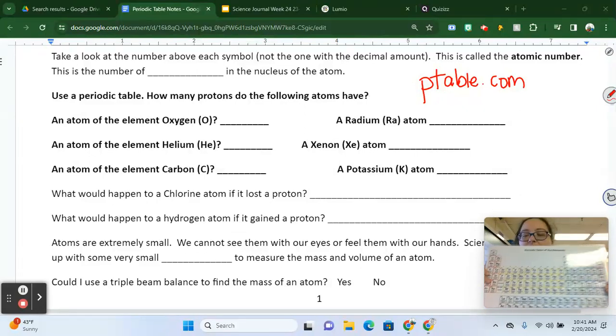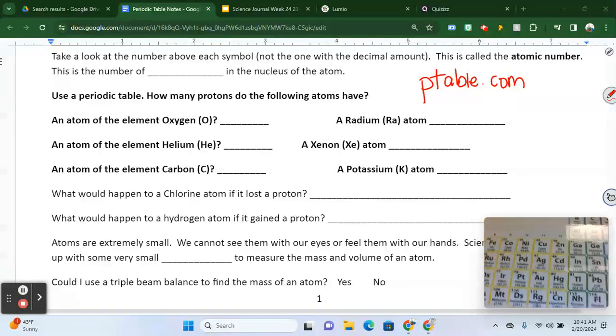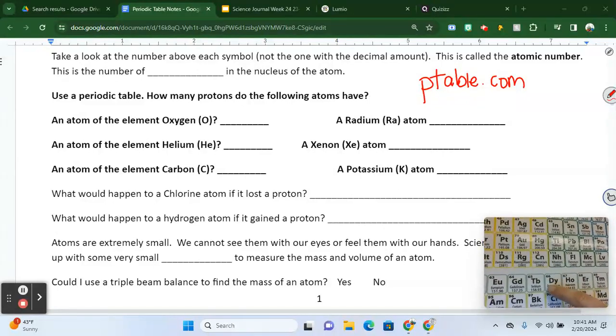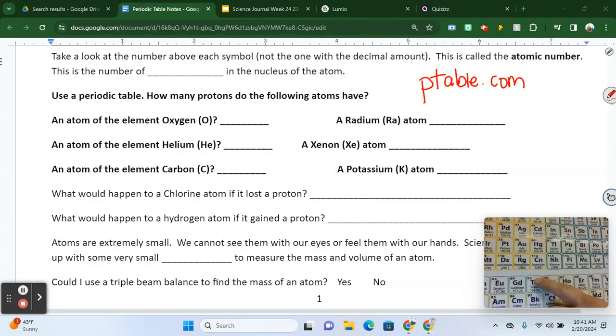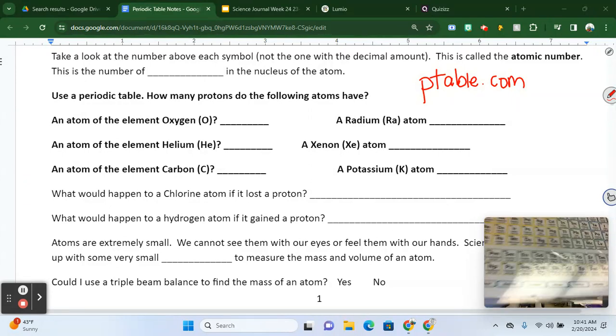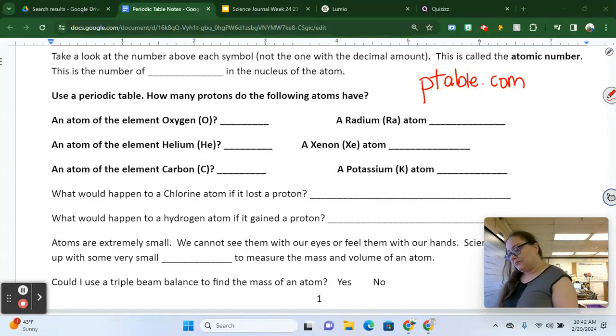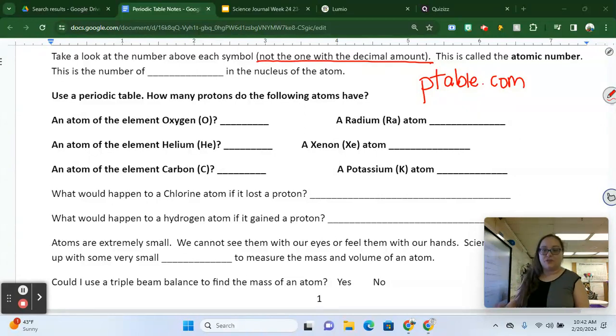So, periodic table. I'm going to zoom in. Ooh, periodic table. So the number that's up in that upper corner is the atomic number. And most of the time it's at the top on periodic tables, but sometimes it's at the bottom. The point is that it's the whole number. So that whole number, not the one with the decimal amount, but the one with the whole number, that's the atomic number. It tells you the number of protons in the nucleus of the atom.